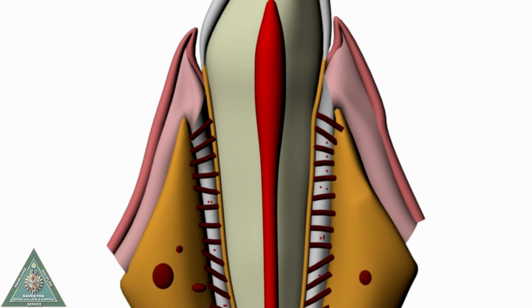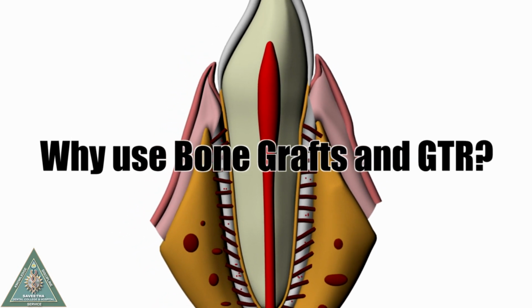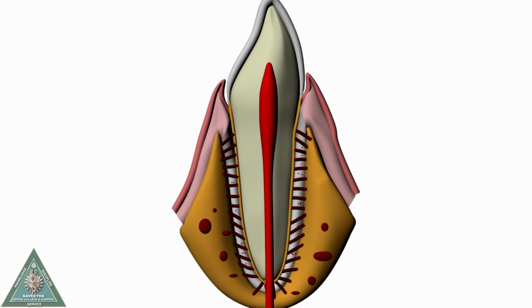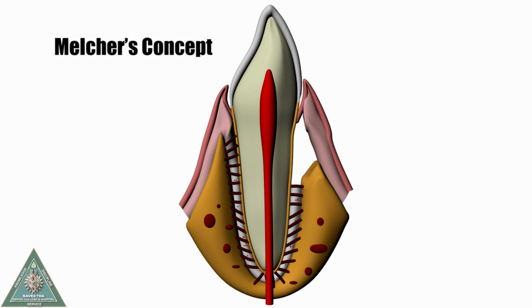Why are bone grafts and GTR indicated in periodontal regeneration? The answers are coming. In periodontal disease, progressive deepening of the gingival sulcus leads to destruction of periodontal ligament fibers, cementum, and alveolar bone. According to Melcher, 4 periodontal structures are competing for replacing the lost tissues. Let us look at each one in detail.